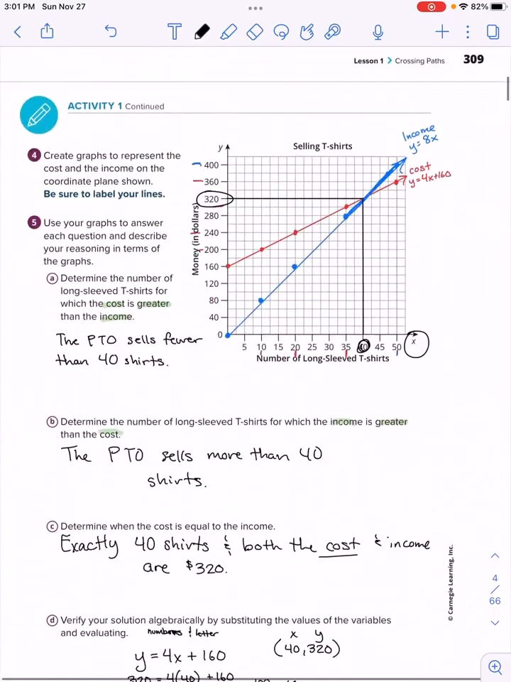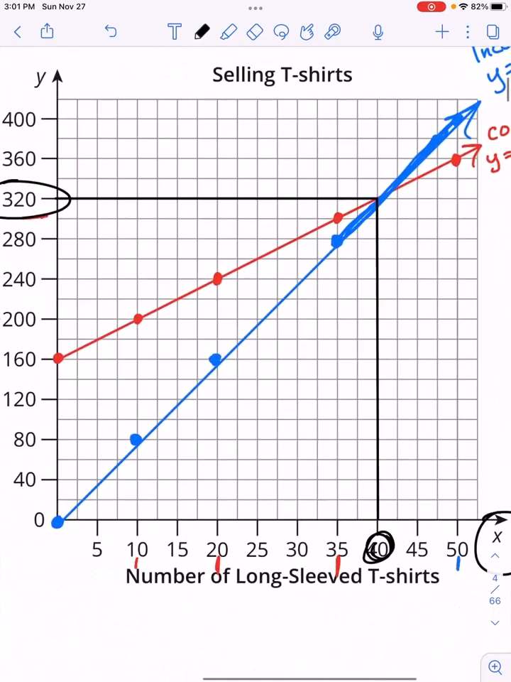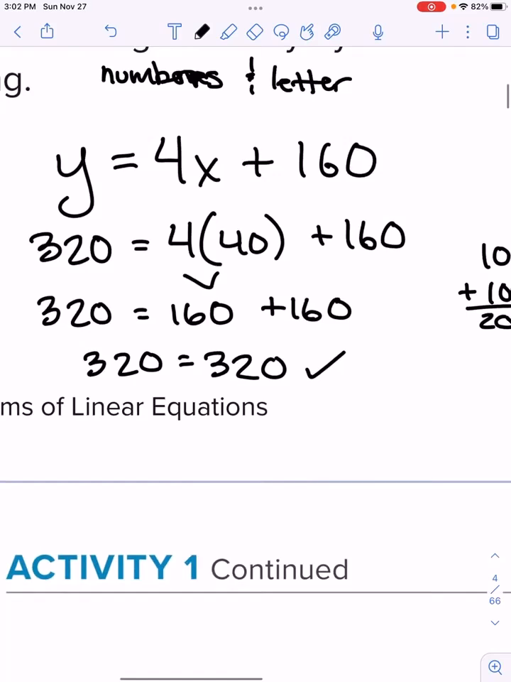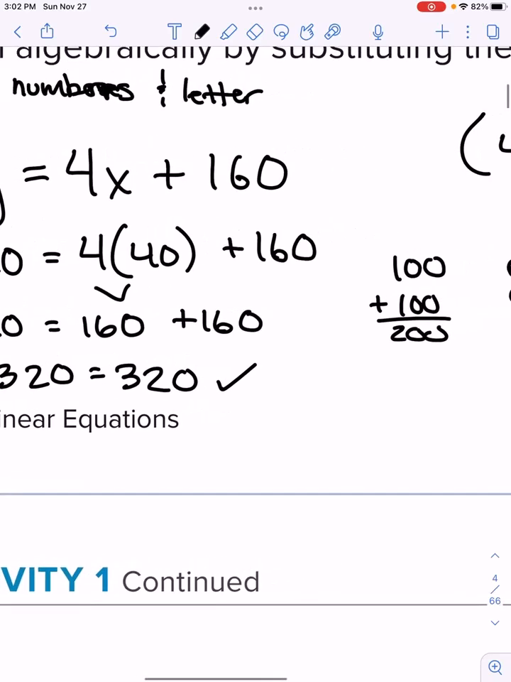So we proved it two ways. We proved it graphically, that this equals each other at 40, and algebraically by plugging in some values into the equation. Okay, we could have done this to the other equation as well. Actually, let's do that too.